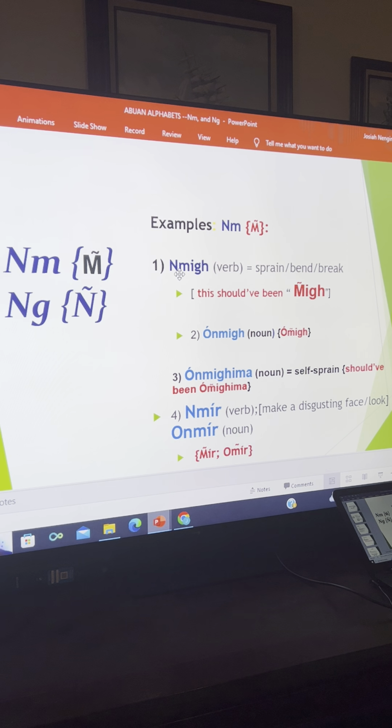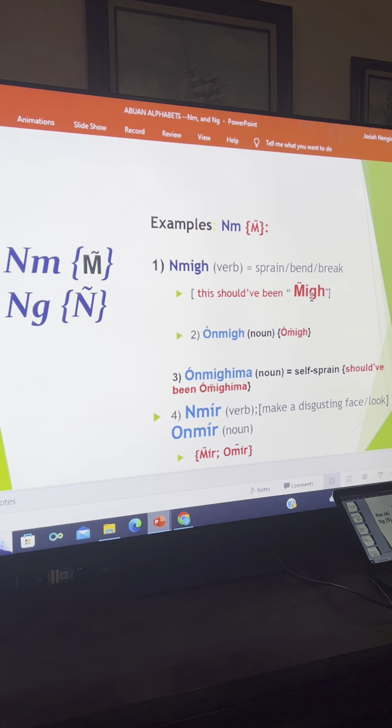Make is a verb that translates to the English word sprain or bend awkwardly, or even break, depending on the context. And like I said, this should have been simply represented with M with a special tone mark, making it a special character. So it should have been just ma or me, e, he.